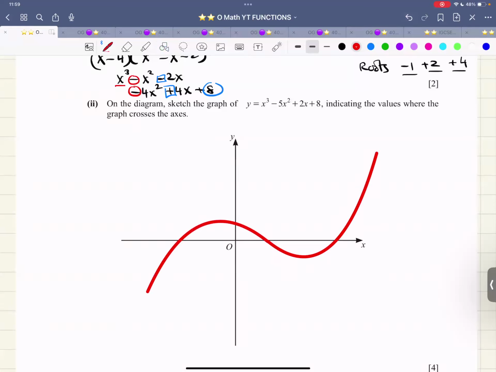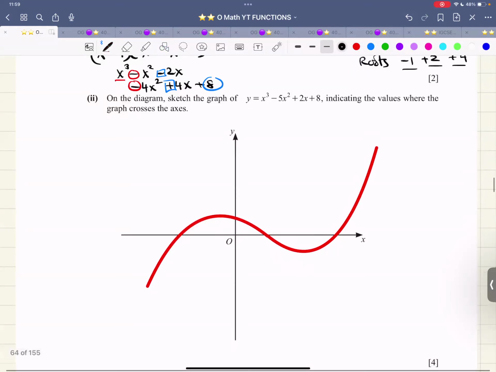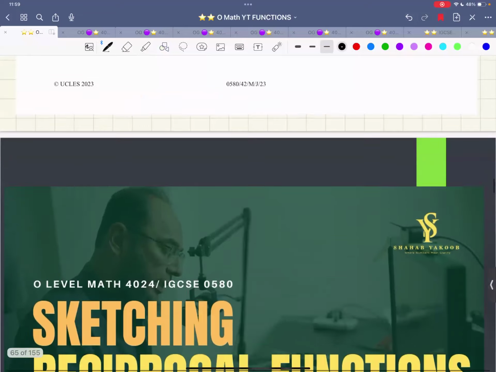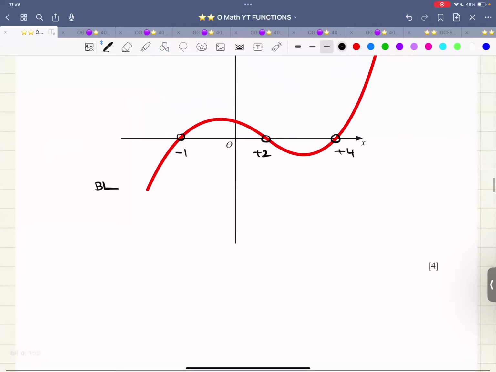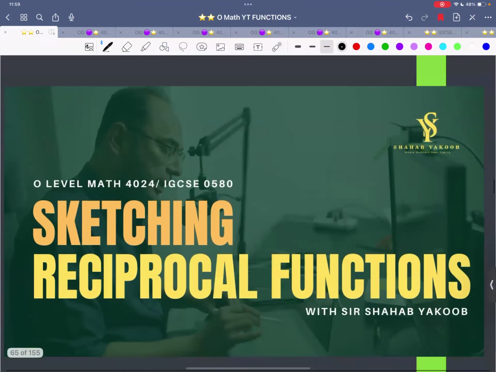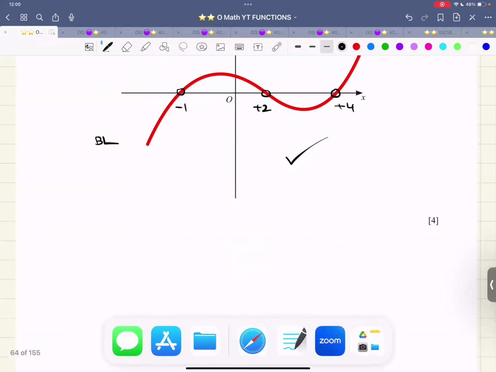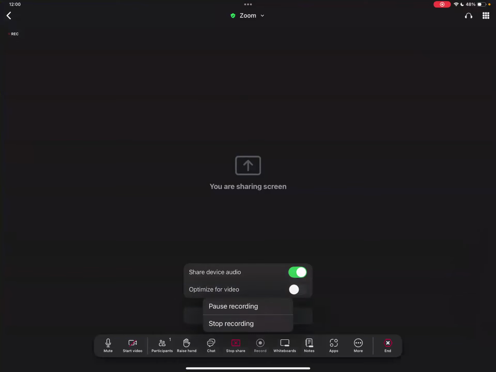Something like this. It's not drawn to scale. So therefore, this is negative 1, this is positive 2, this is positive 4, this is top right, this is bottom left. That's how the graph is drawn. And that completes this thing. The next exponential function, the video is already there. Stay tuned for more content on mathematics with Shahab Yaqub, and let me know what you feel about this video. Take care, everyone.